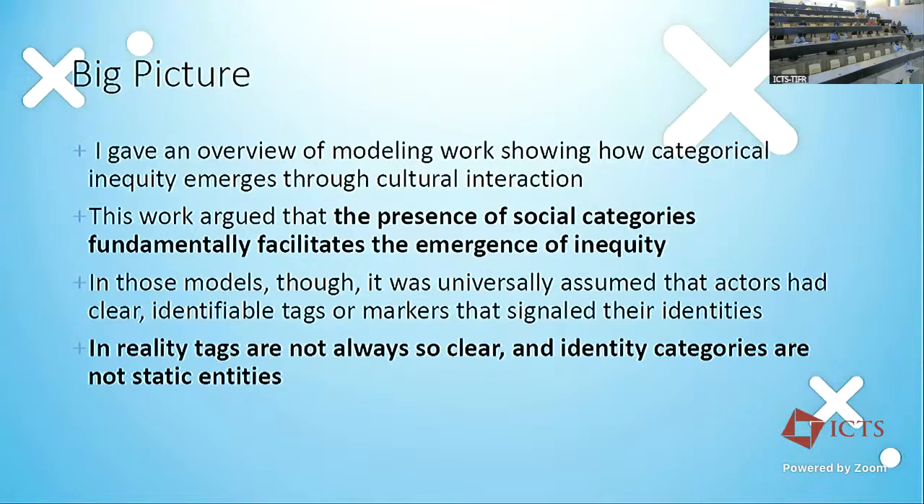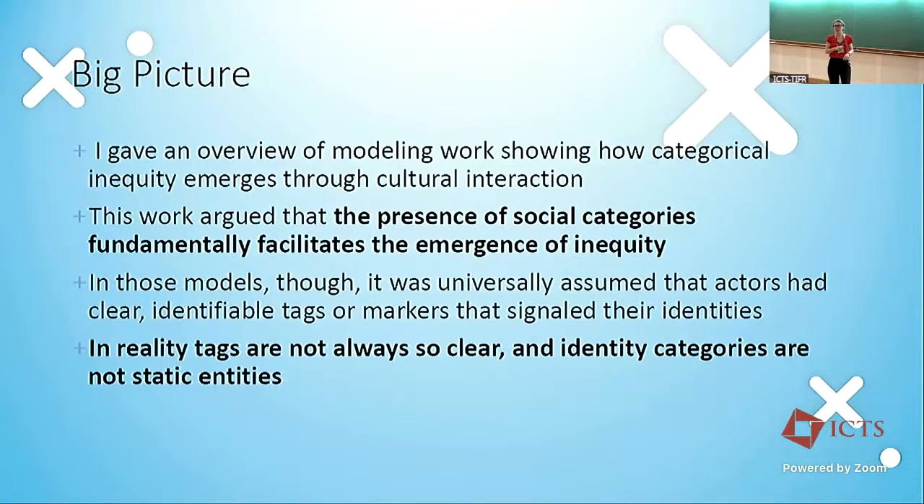Okay, so we saw this modeling work showing how categorical inequity can emerge through cultural interaction. And one of the big points of that, especially in the initial lecture, was that having social categories fundamentally facilitates the emergence of inequity, that it creates these equilibria that wouldn't exist if you didn't have social categories, and that those equilibria are kind of representations of what happens when we have discrimination or prejudice.